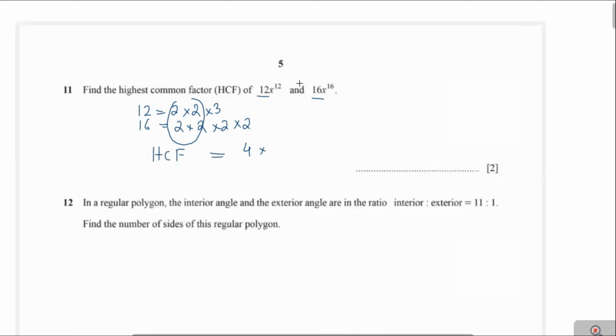Now we have to take the common. The x12 is a common. Therefore, 4x12 is the HCF. Now we write it 4x power 12.